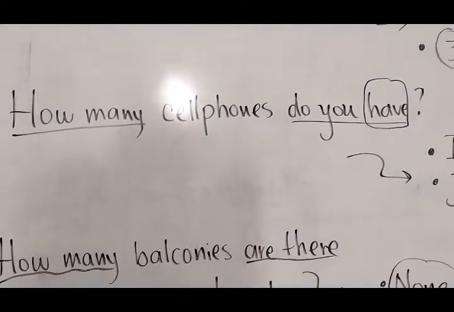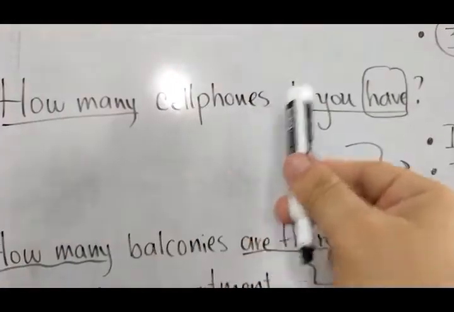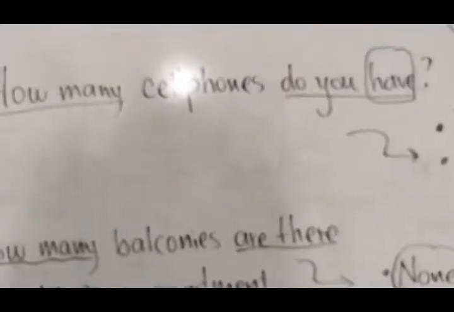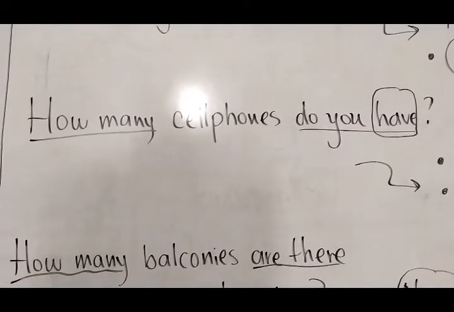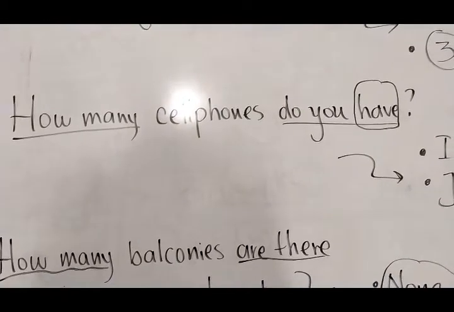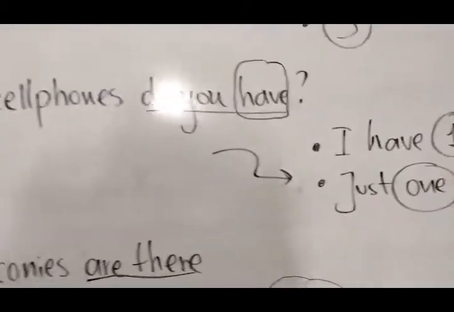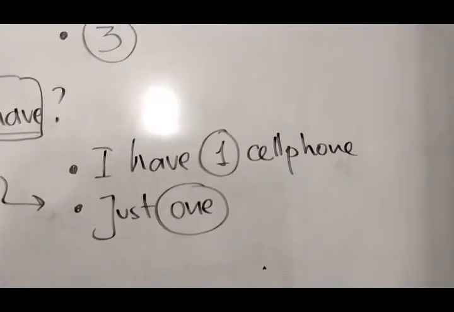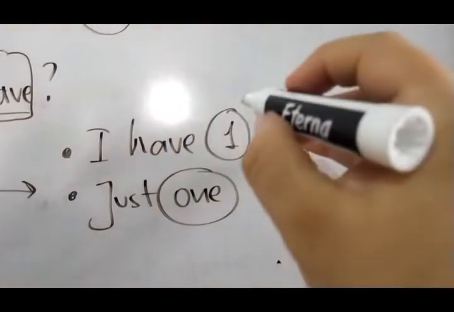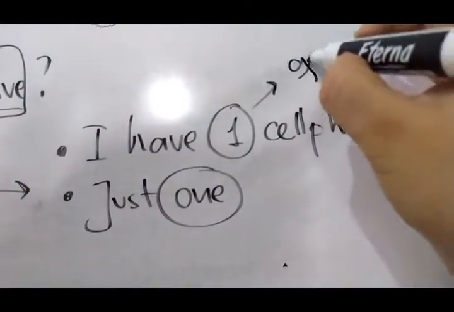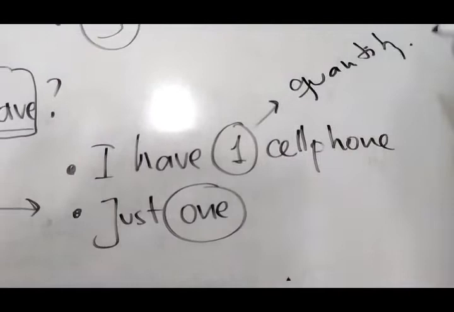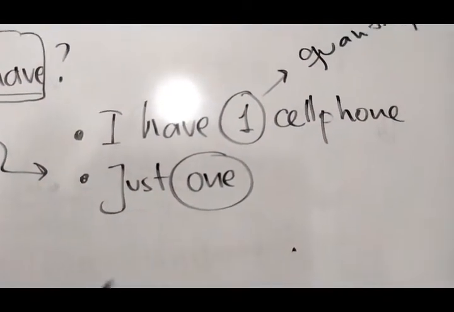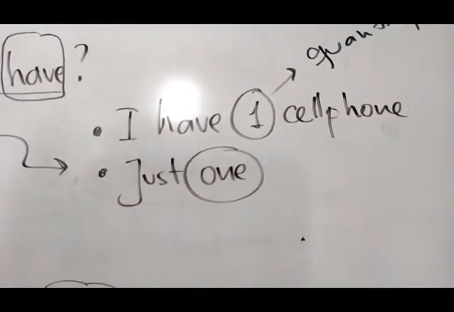How many cell phones do you have? ¿Cuántos teléfonos tienes tú? ¿Cómo podríamos responderlo? Obviamente, remember, the important information there is the quantity, the number. So let's see some examples. I have one cell phone. Yo tengo un celular. Recuerden, la información importante aquí es saber, obviamente, la cantidad, the quantity. Just one, podría ser otra manera de responder, solamente uno. That is the important part.